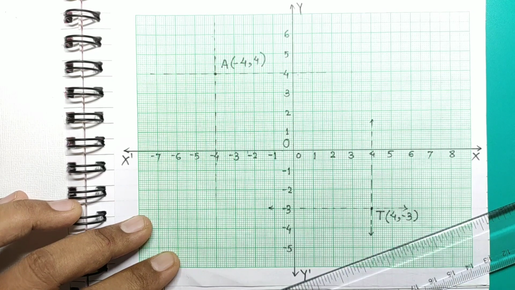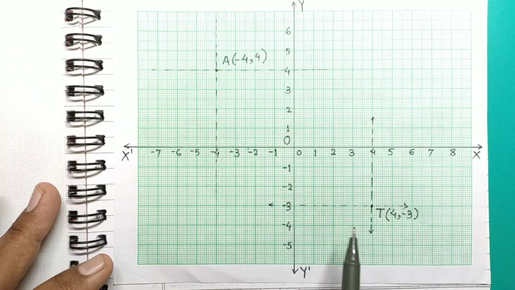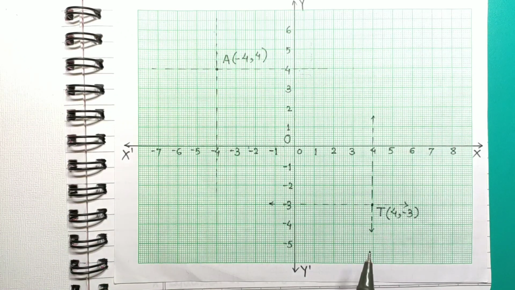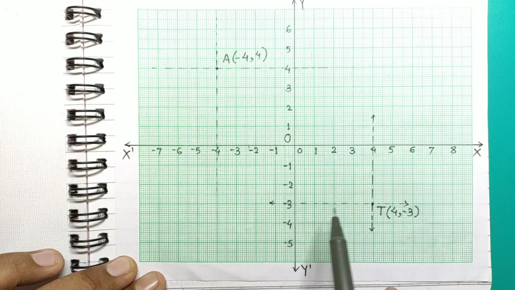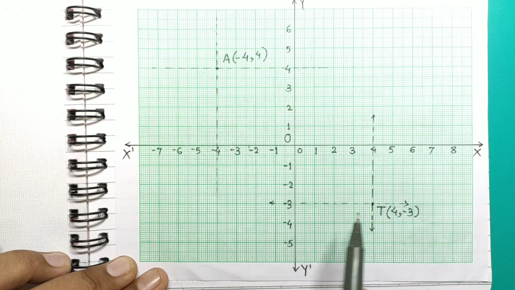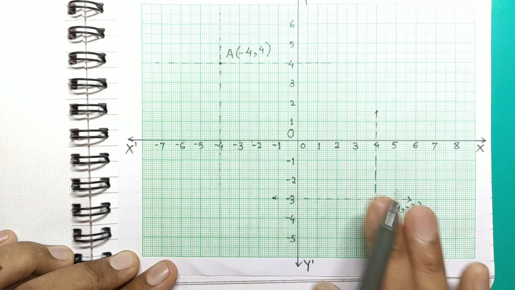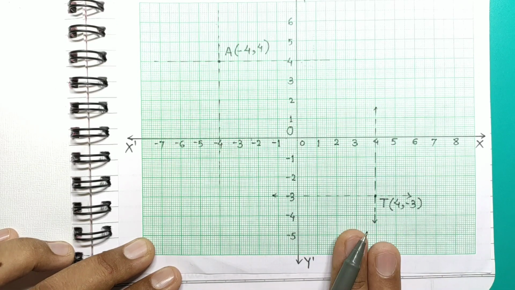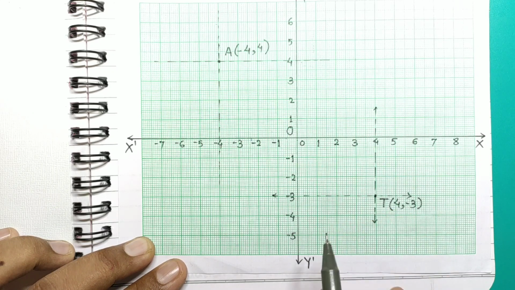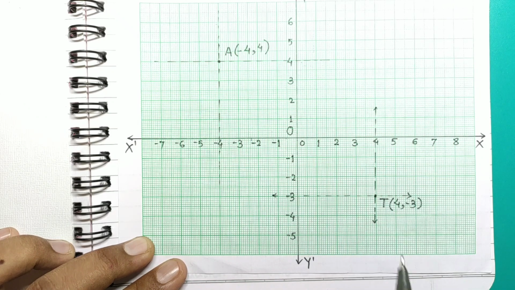You don't have to draw these parallel lines all the time. With practice you will get to know the coordinates easily, and you can locate them with just observation. I have mentioned this here to understand how to locate the points. Otherwise you don't draw these lines, you just observe the distances and the signs and locate the point easily.